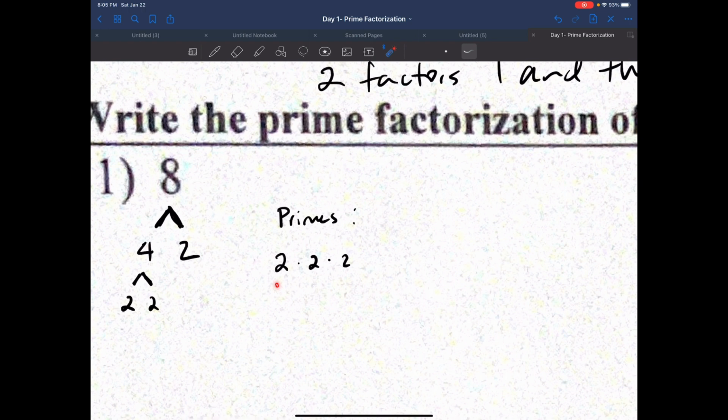Okay, so 2 times 2 times 2, we can write this in the form of an exponent, right? I have my base, which is 2, and since there are 1, 2, 3 twos, I write that as an exponent of 3, so 2 to the 3rd power. So this right here is already prime factorized, and this is my answer. Okay, hopefully that makes sense.